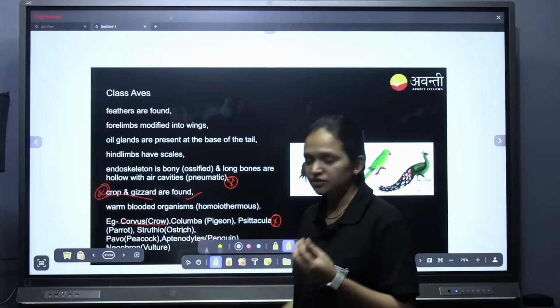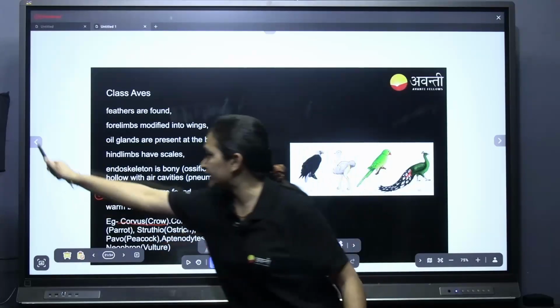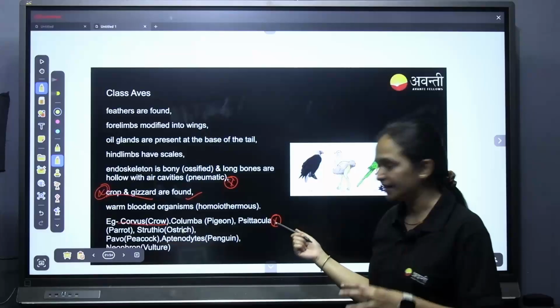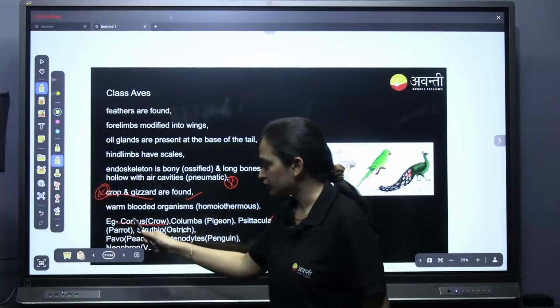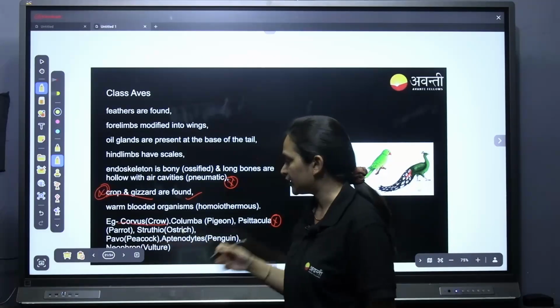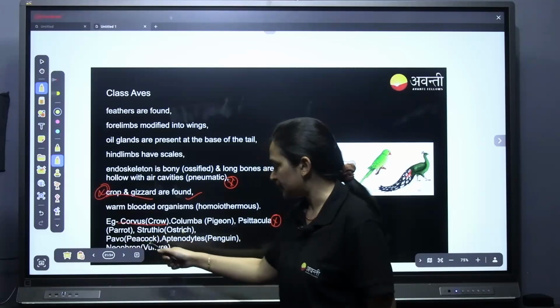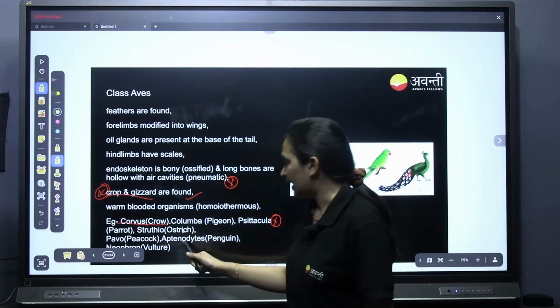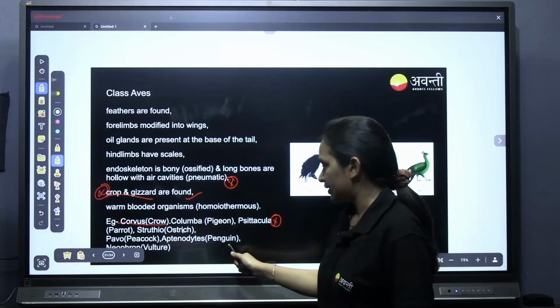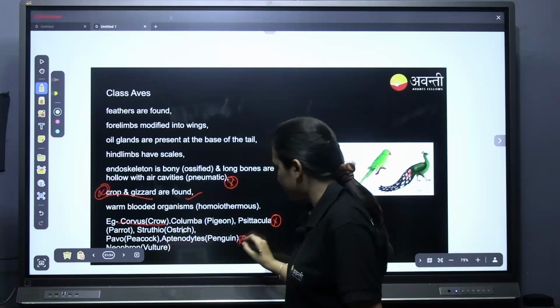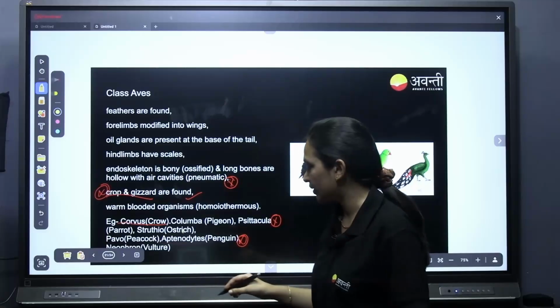Struthio, ostrich, similar wording, so you can remember it. And Psittacula, parrot, similar wordings, and Corvus, crow, similar wordings, and also how we pronounce it. Pavo is a peacock, and Aptenodytes is a penguin. This also has been a previous year question.